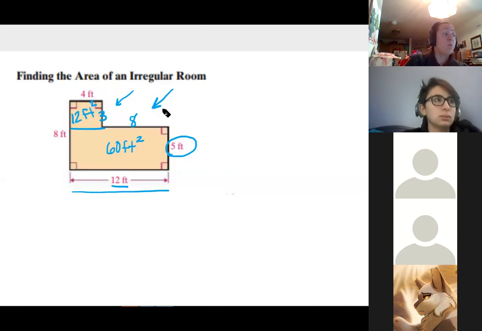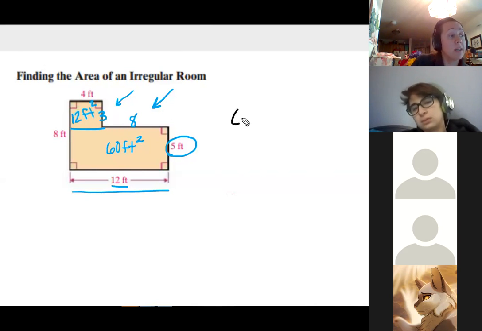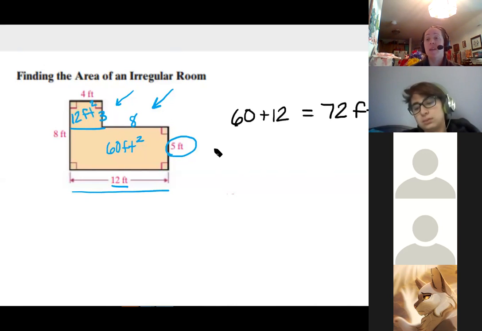Right. And then what do I do for my final answer for the area of this composite figure? Right, we're going to add them together. 60 plus 12 equals 72 feet squared. That's it. That's what you're going to do. You're going to find the area of the known figures and then add them together. Okay. Any questions on that?